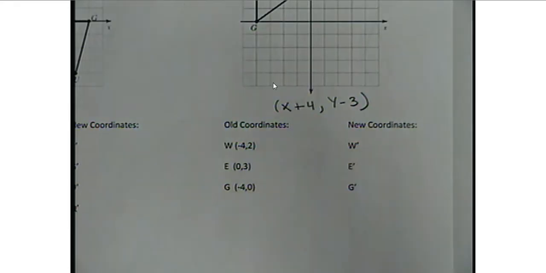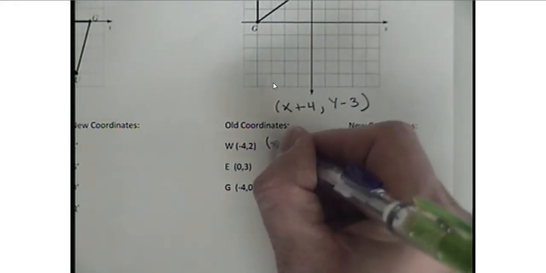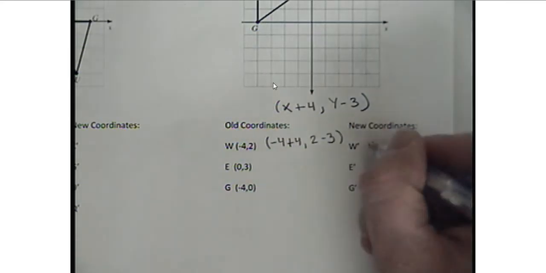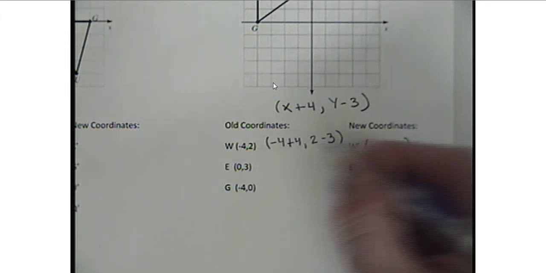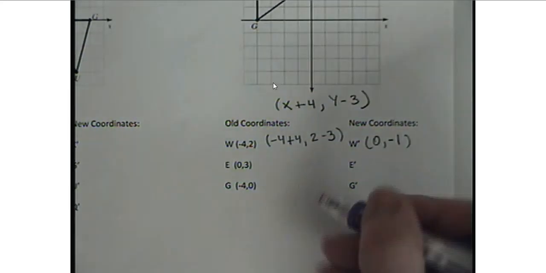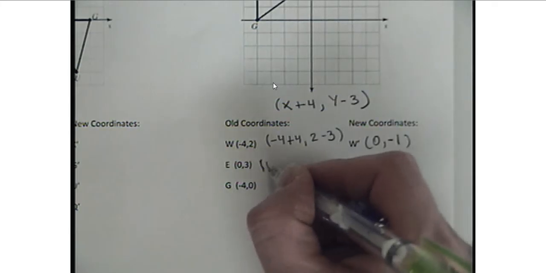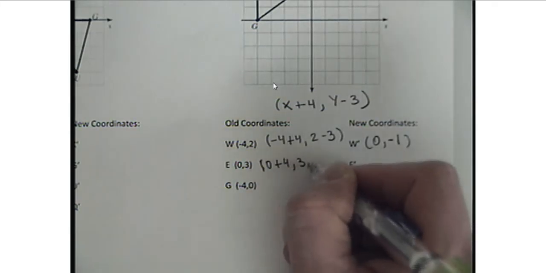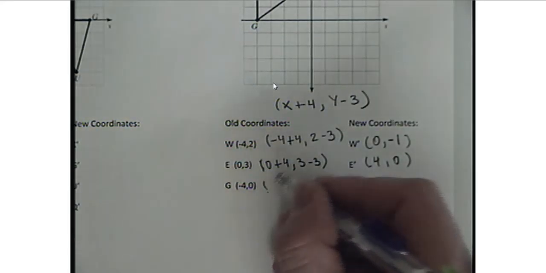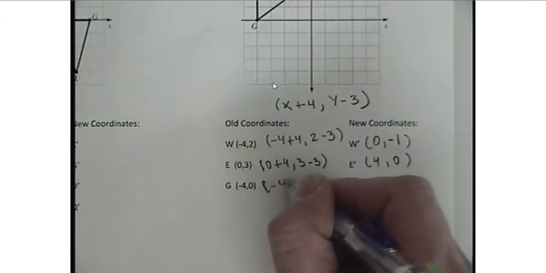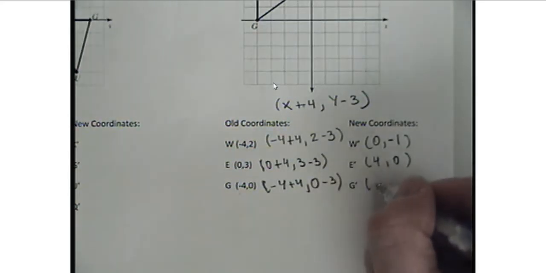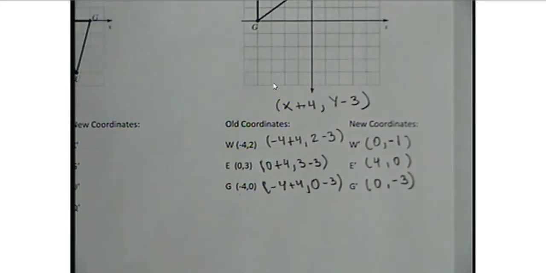of the shape. So based on the rule, x is negative 4 plus 4, and y is 2 minus 3. So that will give me new coordinate for x 0, and 2 minus 3 is negative 1. Next coordinate, x is 0 plus 4 and y is 3 minus 3. So I will have 4 and 0. And the last one, x is negative 4 plus 4 from here, and y is 0 minus 3. So that will be 0 and negative 3. My new coordinates are those.